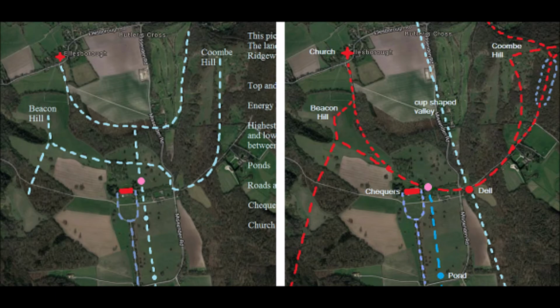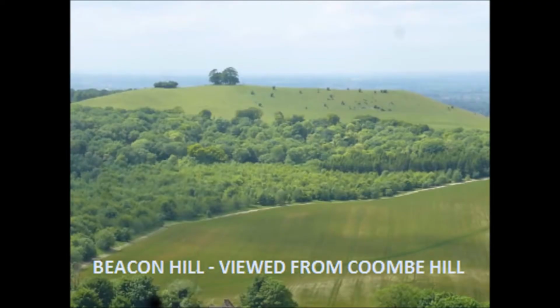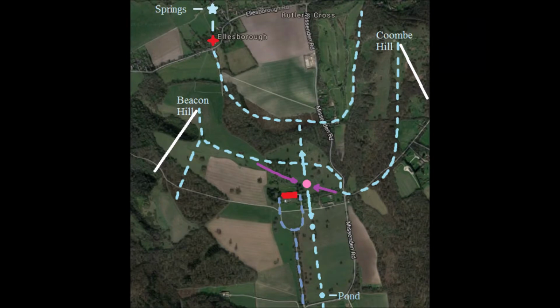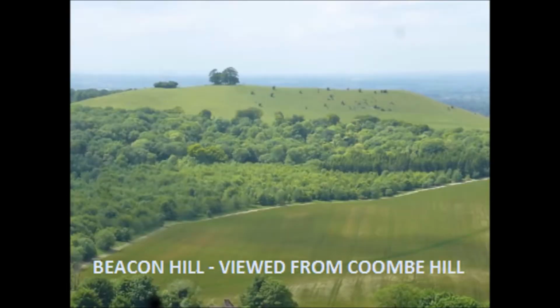pictures. There we have Beacon Hill, which is the left hand hill if you're looking at this picture here. That's Beacon Hill on the left, Coombe Hill on the right. This is the lowest point where Chequers' house is between the two. So there we have Beacon Hill on the left looking from Coombe Hill, and then the valley in between.